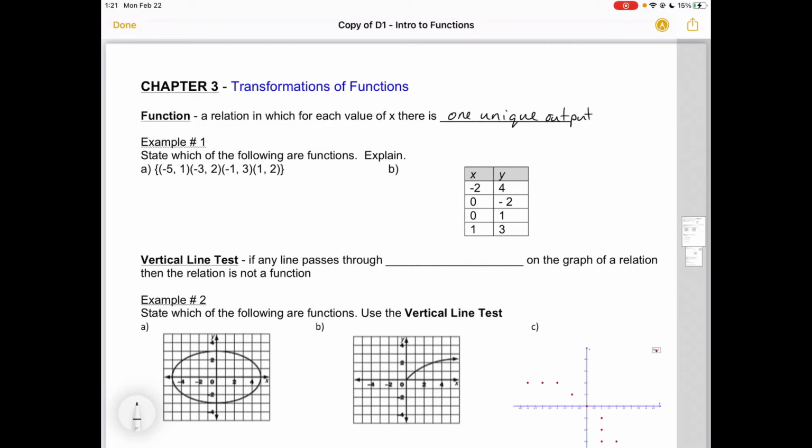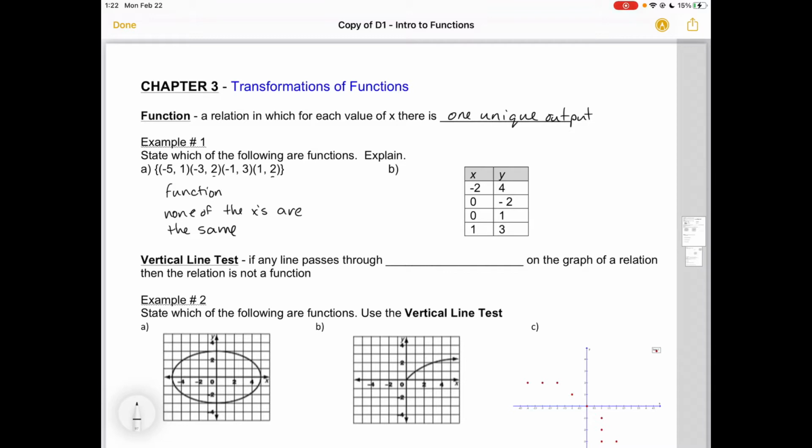So let's take a look at identifying what is a function and what is not. In my first example here, I've got -5, 1, -3, 2, -1, 3, and 1, 2. This one is a function because none of the x's are the same. So what that means is for every value of an x that is put into the function, you get a unique value of y. Even though you happen to get two y's here, the x's are not the same, which means that you still get a unique output.